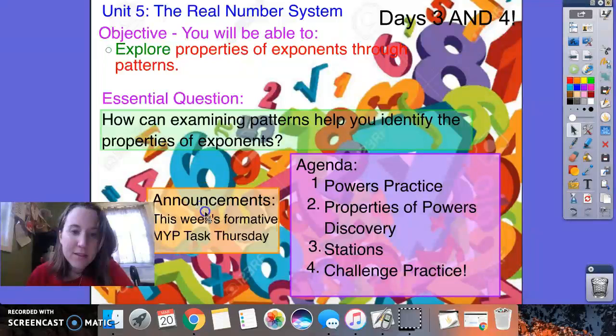Just a reminder that on Thursday we have an MYP task. So we are going to be doing some powers practice as sort of a recap, and then a properties of powers discovery, some stations, and then a challenge practice at the end.